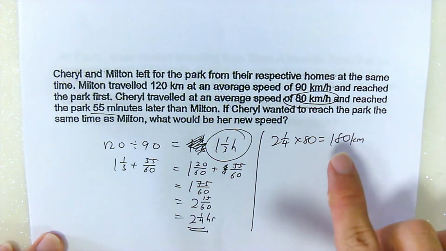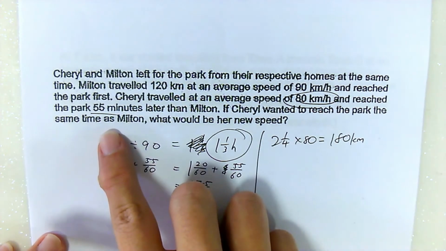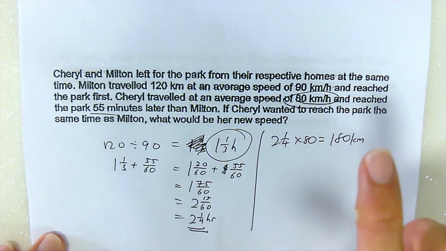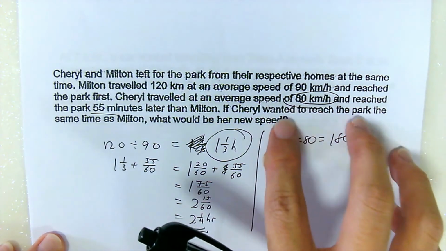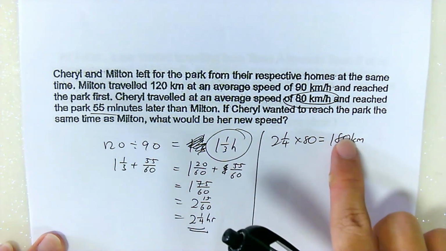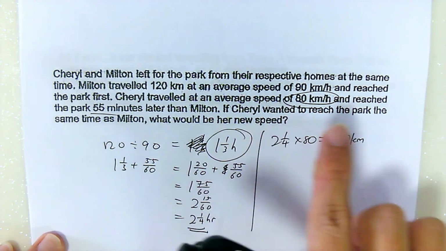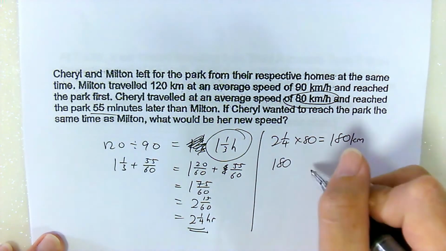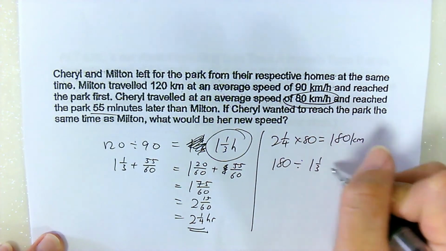Okay, so now we know the distance, and she wanted to reach the park at the same time. If she wants to reach the park at the same time, right, she needs to travel for the exact same time as Milton, which is 1 1/3 hour. So we have the time, we have the distance, now we can find the speed. So the speed will be distance divided by time. So Cheryl has to travel 180 km in 1 1/3 hour.